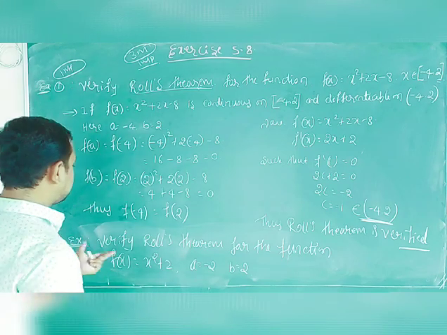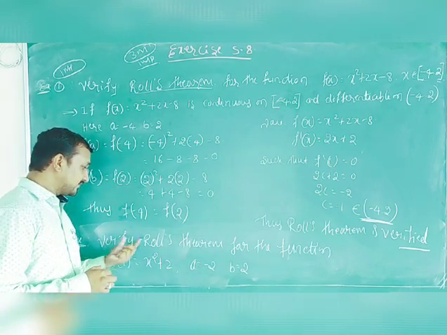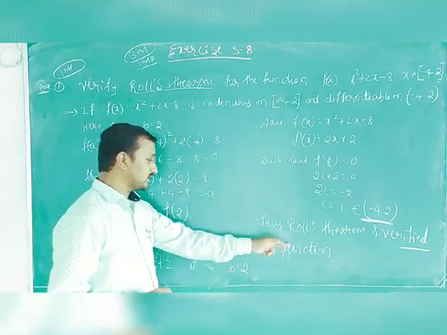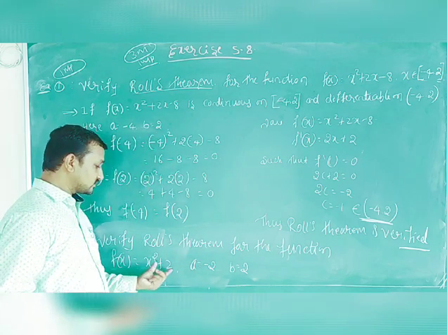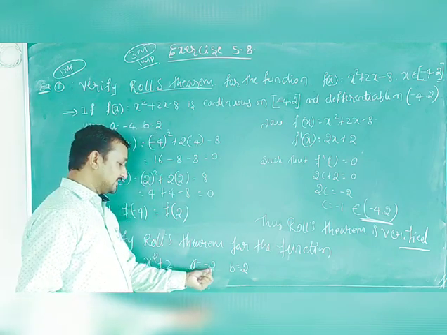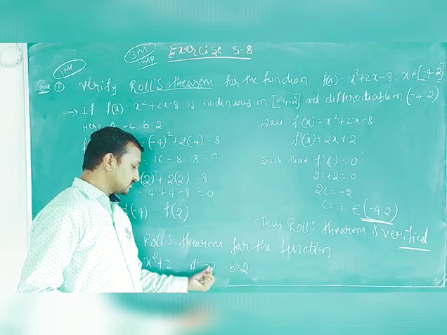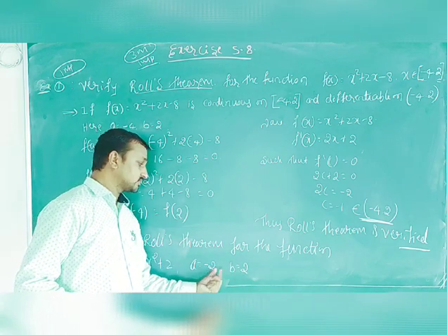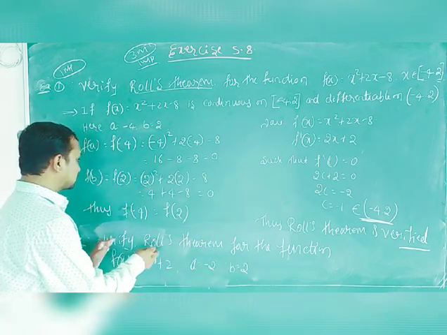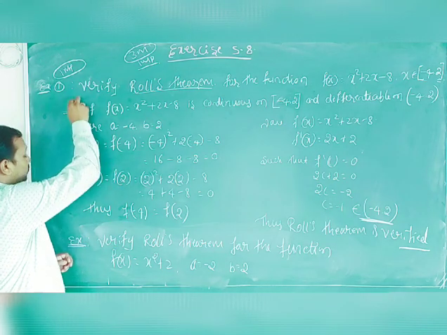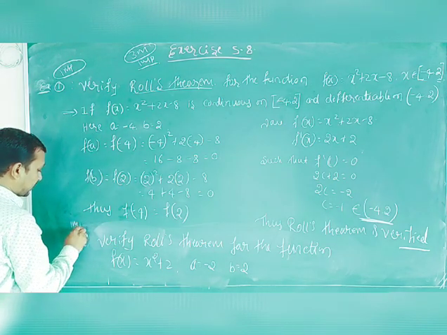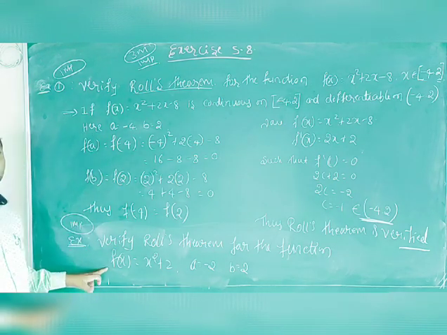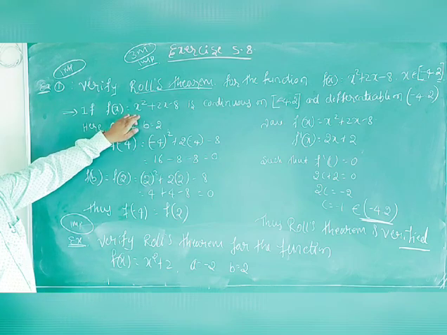Friends, this is also the same kind of example. Verify Rolle's theorem for the function f of x equal to x square plus 2, where a is minus 2 and b is 2, on the closed interval a comma b. So this is also the same example. These two examples are very important in Rolle's theorem. Same procedure as above.